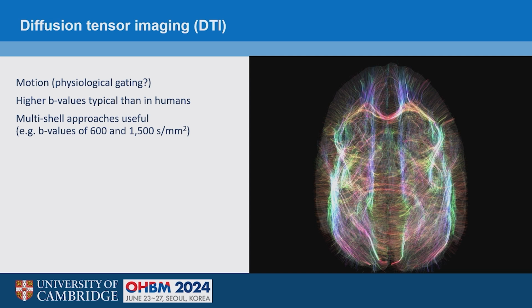Moving to diffusion tensor imaging, again, you're going to have the same problems with motion. You may want to use physiological gating in your animal acquisitions. Because the white matter tracts are smaller, we're going to have harder diffusion. It's not going to be as easy for the water to diffuse within them. And so that means to get the contrast you need, you're going to need higher b values. But again, that's going to differ in different parts of the brain. So it's very useful in animals to use a multi-shell approach, which means you have multiple b values in your acquisition. So, for example, in the same acquisition to do 600 and 1500 or even higher.